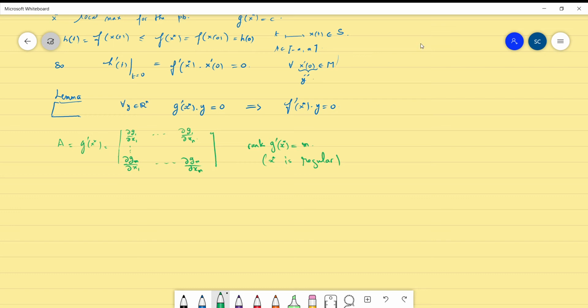Now denote also by B the vector f prime at x star, so the gradient: df dx1, etc., df dxn. So B is a vector of Rn. Then the lemma can be written: for any y in Rn, A y equals 0 implies that B dot y equals 0, dot product. As a consequence, we can say that the kernel of the linear transformation related to the matrix A equals the kernel of the matrix formed by A and B.